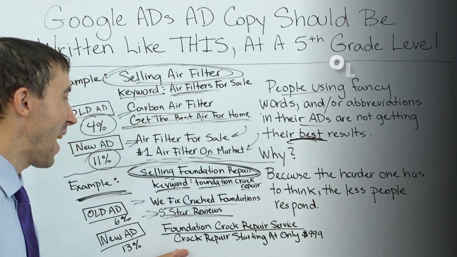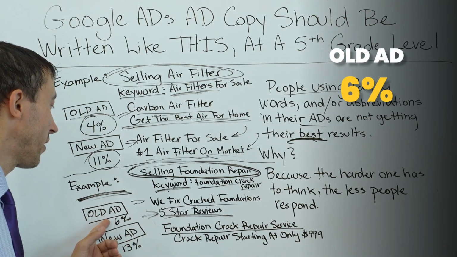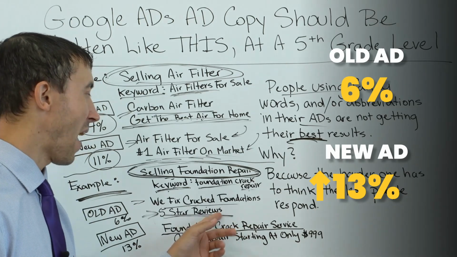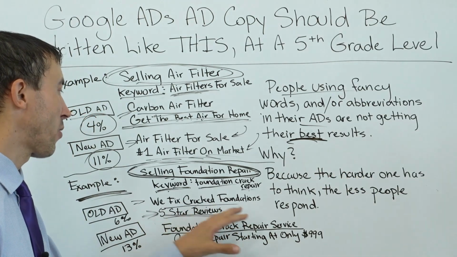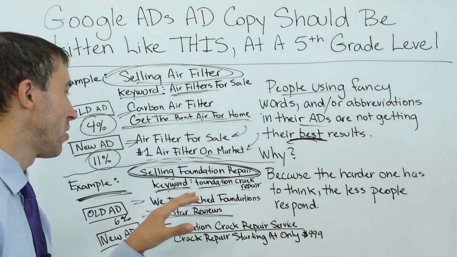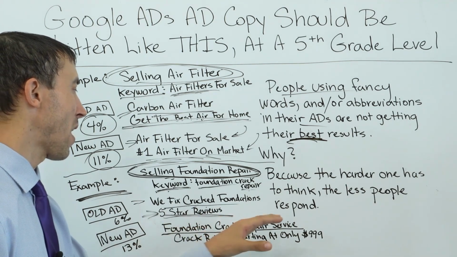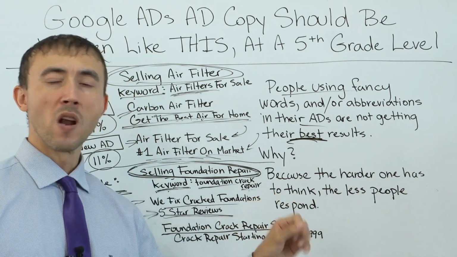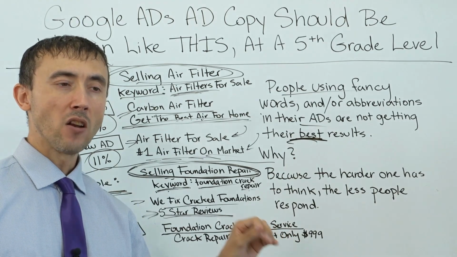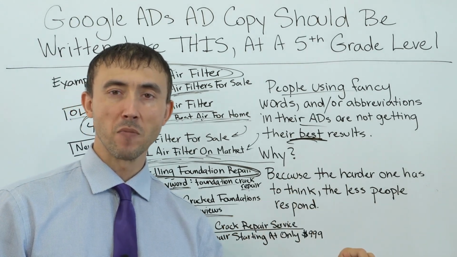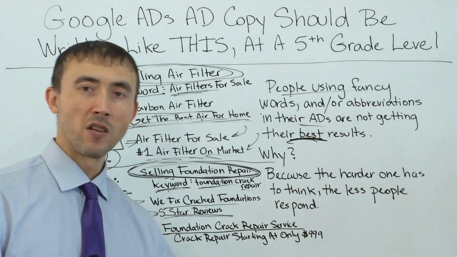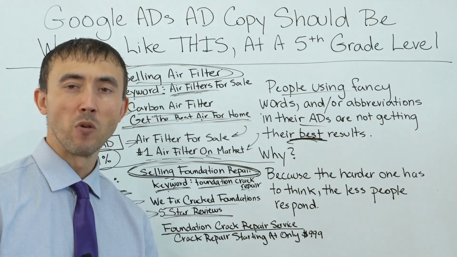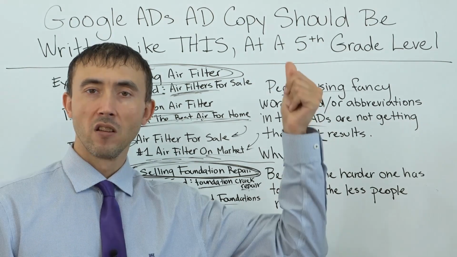But with that said, that took us from a 6% click-through rate to a 13% click-through rate. Just switching from that old ad that I mentioned, we fix cracked foundations, 5-star reviews, to Foundation Crack Repair Service, crack repair starting at only $9.99. Okay? So we're not talking about rocket science here. How do we identify what the person cares about and then put that into our second headline? And our first headline just simply has to regurgitate what they were searching for, and we'll double, if not triple, our click-through rate like that.